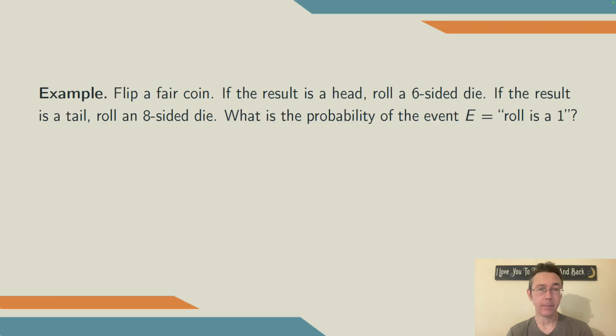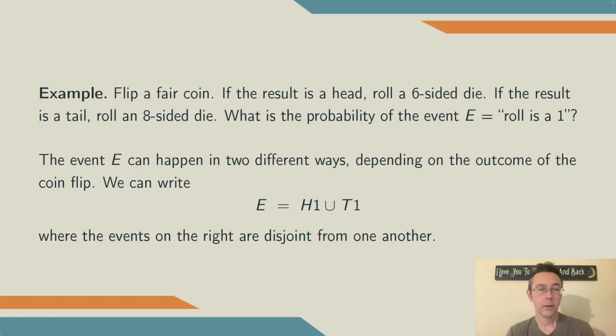Flip a fair coin. If the result is a head, roll a 6-sided die. If the result is a tail, roll an 8-sided die. What's the probability of the event: the roll is a 1? This event can happen in two different ways. You get a head and then a 1, or you get a tail and then a 1. And those two events, H1 and T1, are disjoint from one another.